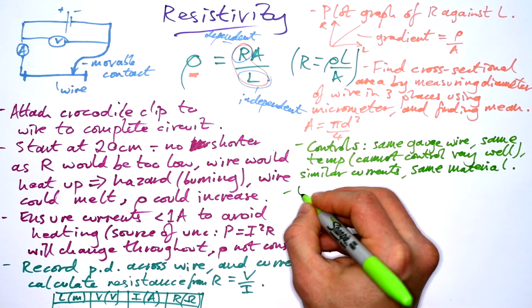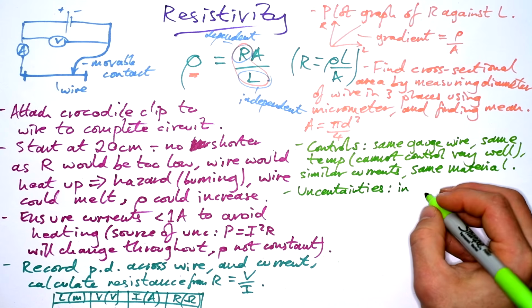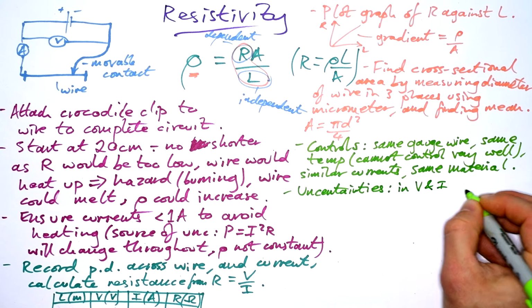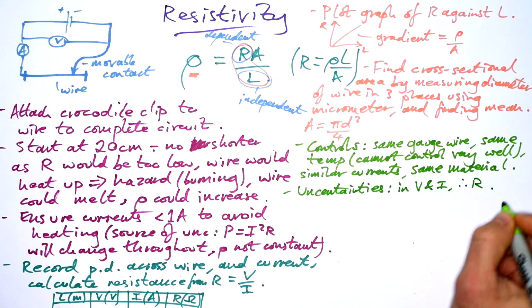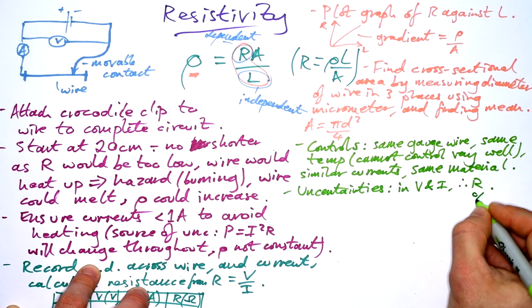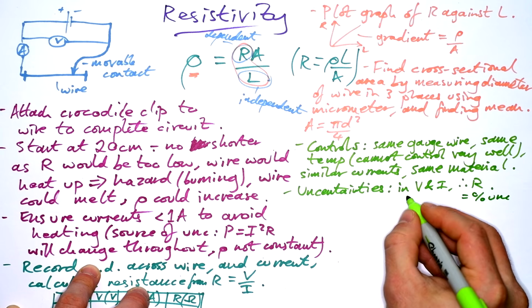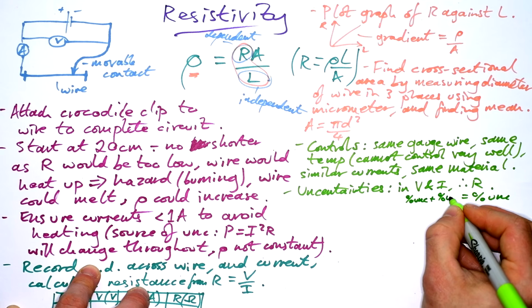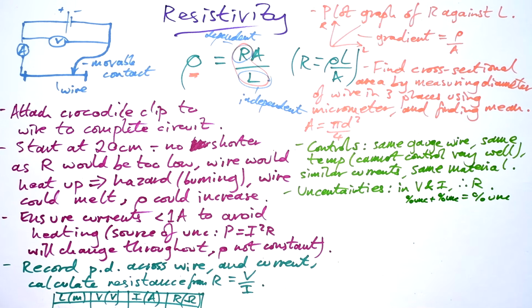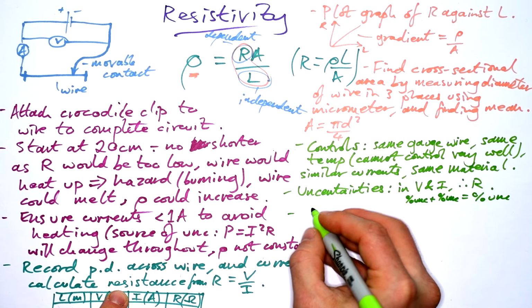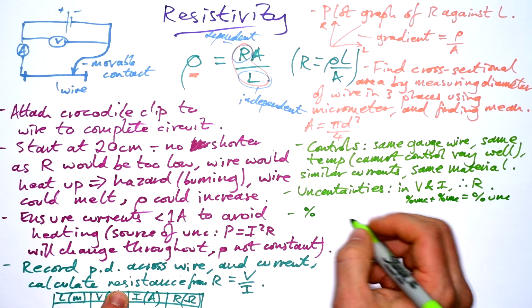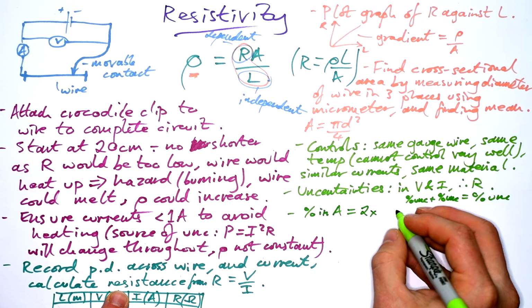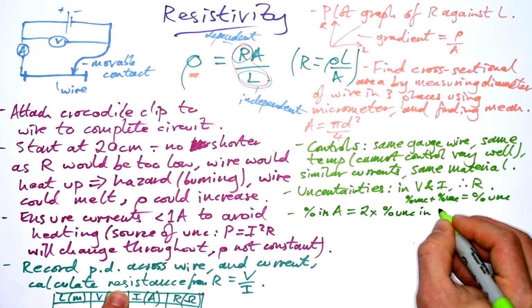Now, you could do quite a bit with uncertainties with this one. There's an uncertainty in V and I, and therefore R. In order to find percentage uncertainty in R, we want to add up the percentage uncertainty in both of these. Because we are dividing V by I, that means we have to add up the percentage uncertainty of both of them in order to find percentage uncertainty in the resistance. There's also a percentage uncertainty in the area. Obviously, that's going to be 2 times the percentage uncertainty in the diameter.